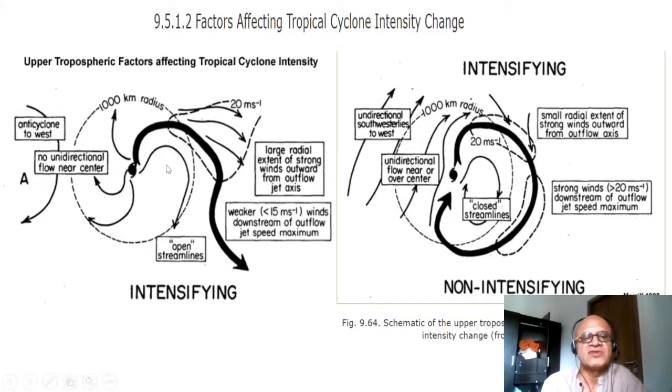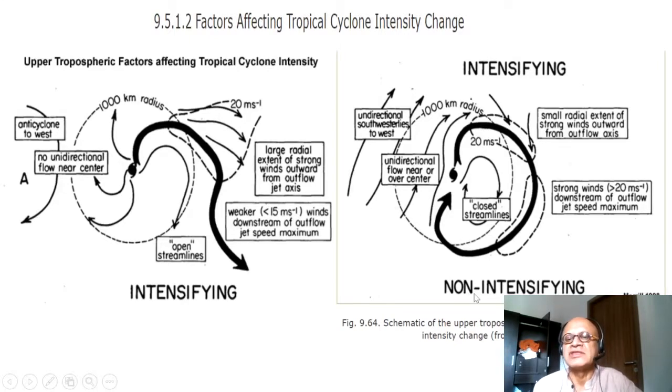And you have open streamlines when the cyclone is strong and intensifying, and you have this strong outflow happening here. This is shown here as 20 meters per second. So large radial extent of strong winds outward from outflow jet axis, weaker winds downstream of the outflow jet speed maximum. So obviously the strongest of the winds for a warm core tropical storm are near the surface, and the upper level you have much weaker winds.